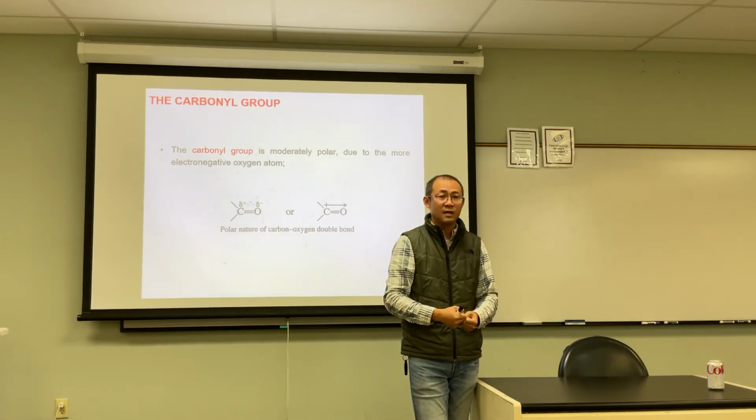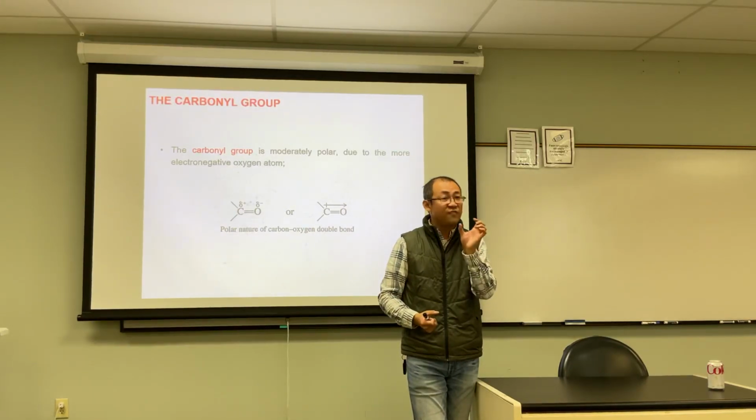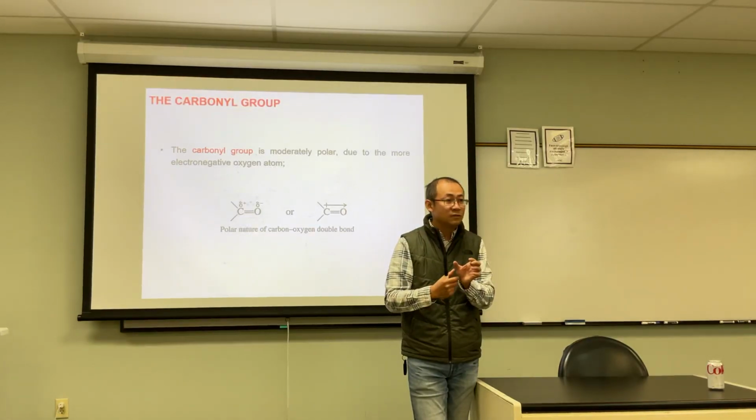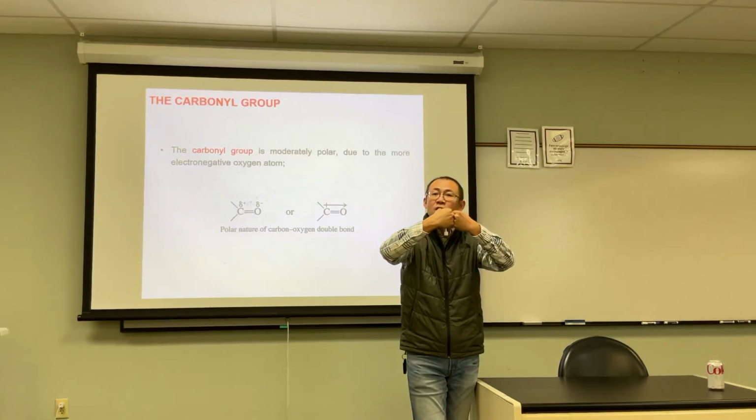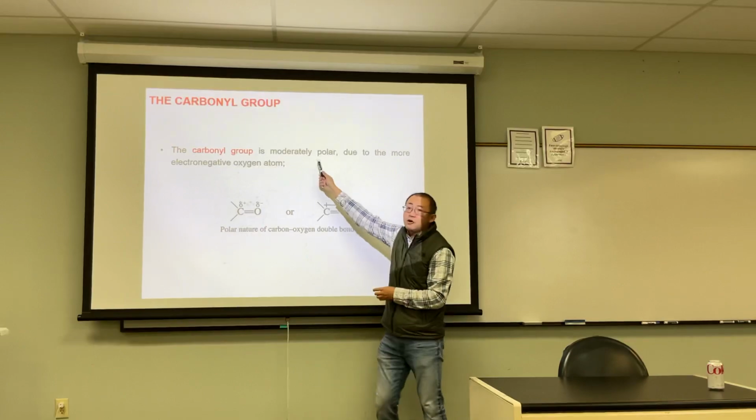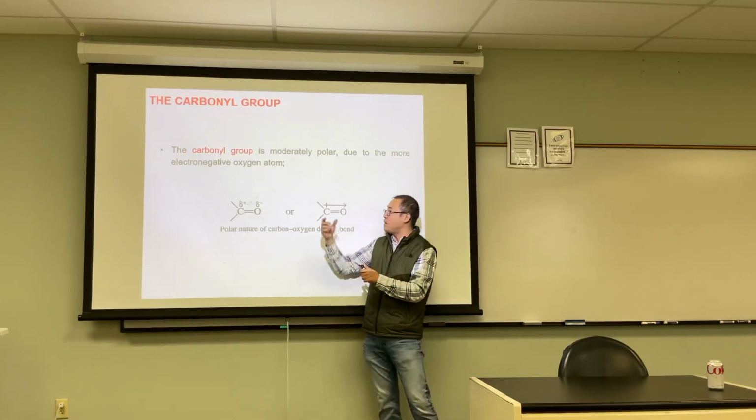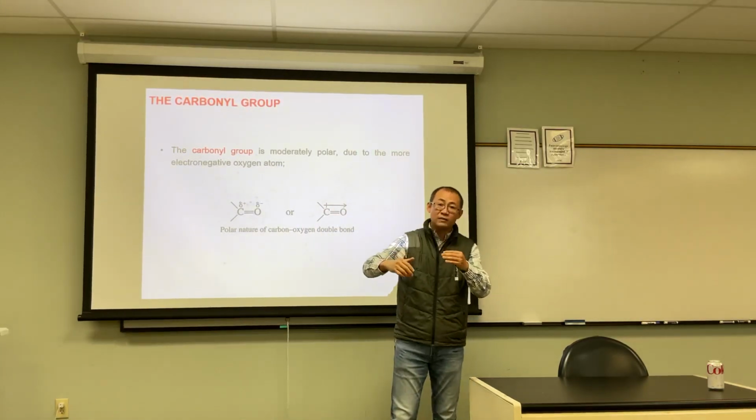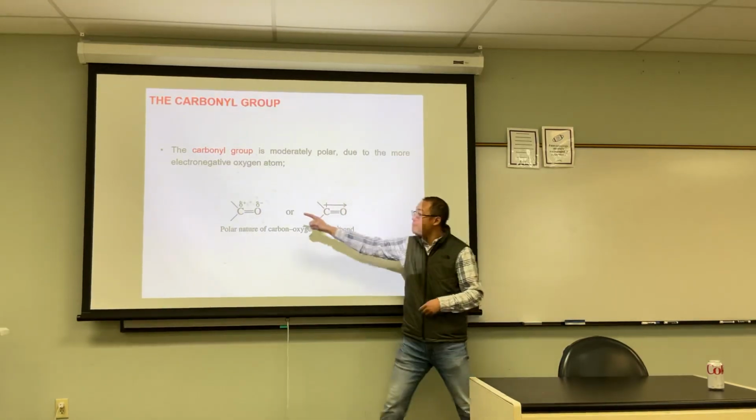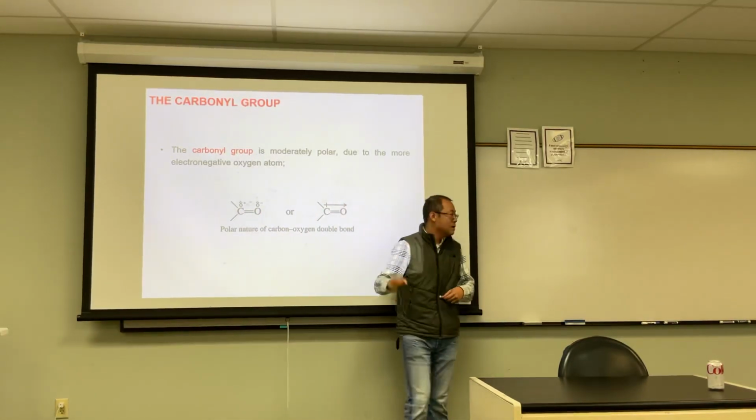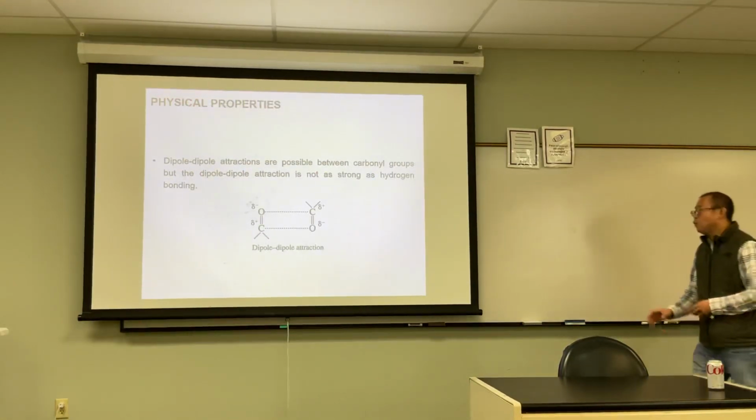On the contrary, in chapter 3, because of the OH, which is very polar, what do we see about alcohol? The boiling point is very high. Why? Because the polar group makes the interaction strong. So here, moderately polar means that because of the carbonyl group, the polarity of aldehydes and ketones is between hydrocarbons and alcohols. It is a polar group, but not as polar as OH.